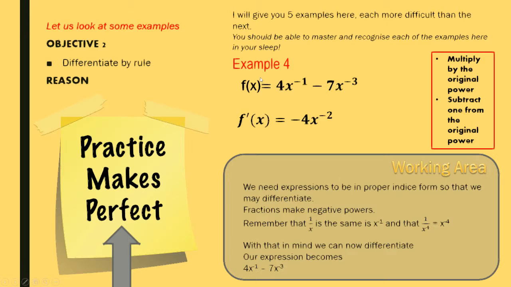And for the second one, we have minus 3 times minus 7, which gives us plus 21. Take 1 away from minus 3 and that gives us minus 4. And we'll get plus 21x to the minus 4. And that's example 4 done.